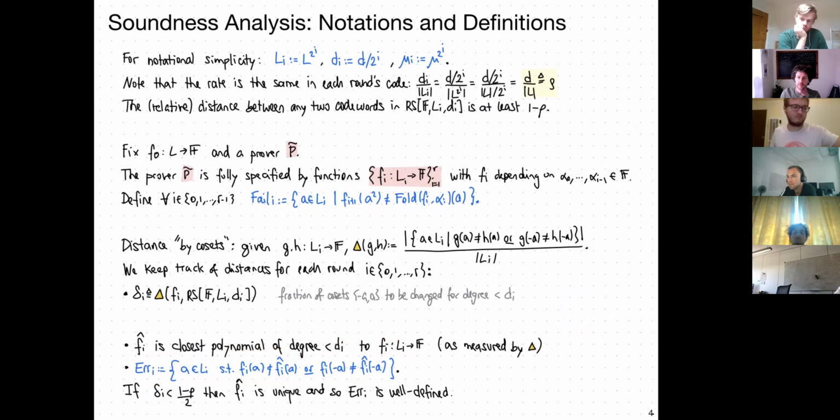I have a question. So you said that the rate is the same in each round's code, and what is that symbol? The rate is the same in each round's code, right? In the second line. And you said rate plus relative distance equals 1. So why do you have two different symbols over there for rate?